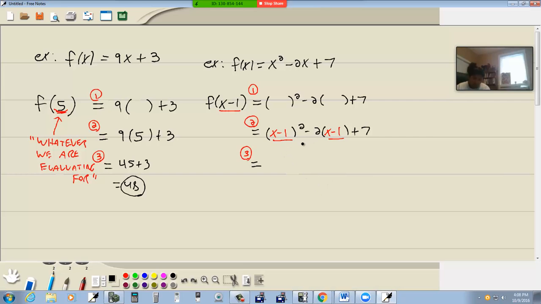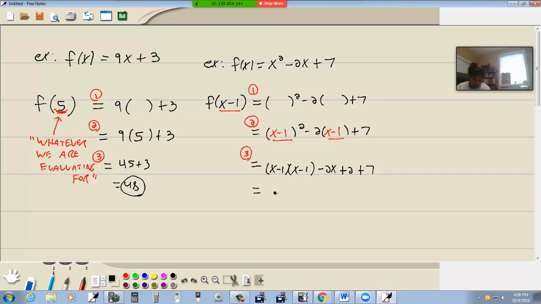Now step 3 is to simplify this. And x minus 1 squared means x minus 1 times x minus 1. Here I can use the distributive property. Negative 2 times x is negative 2x. Negative 2 times negative 1 is a positive 2, plus 7.